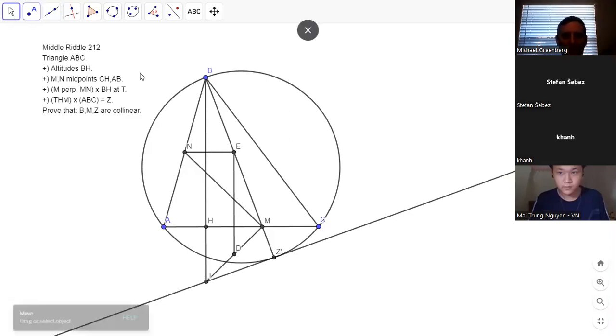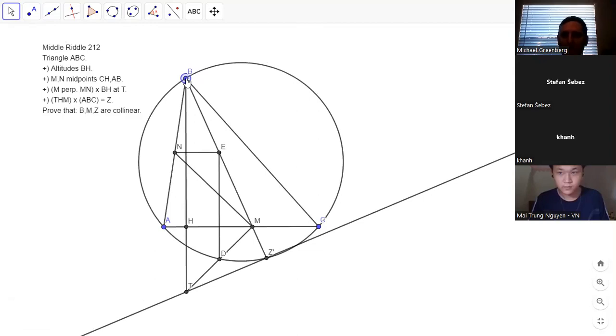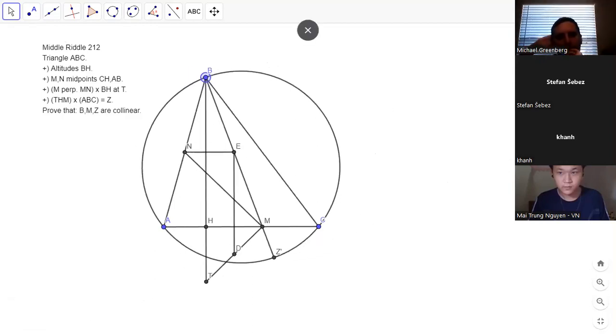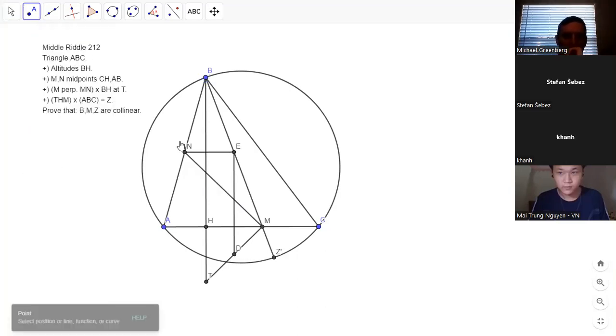So is this tangent to the circle? No, it's not tangent necessarily. Maybe we could show AH times AT is AM times AZ prime. Because we know, maybe we could draw this point.